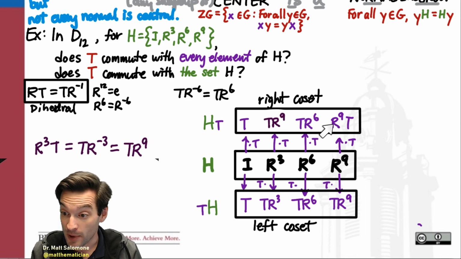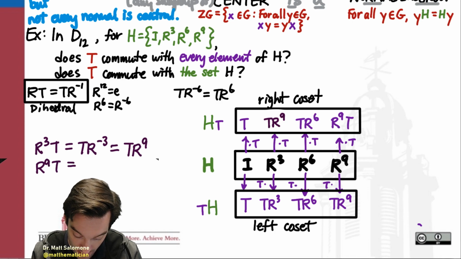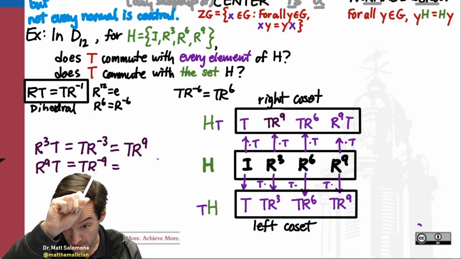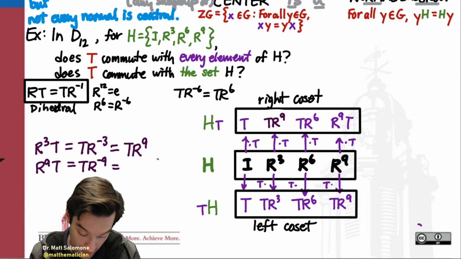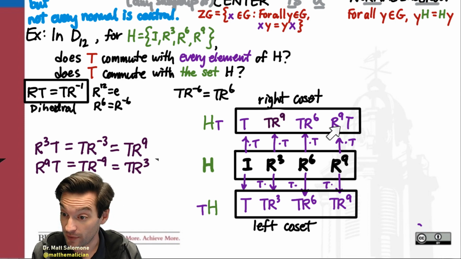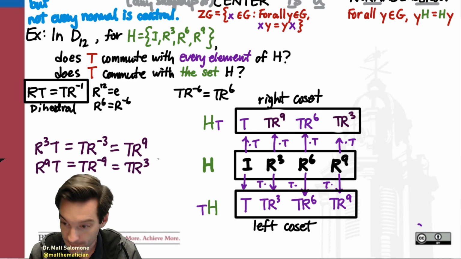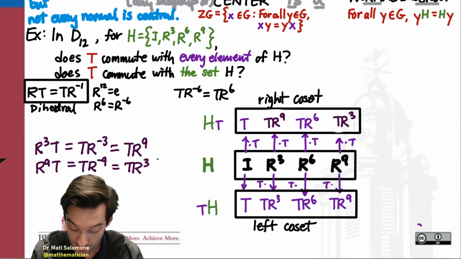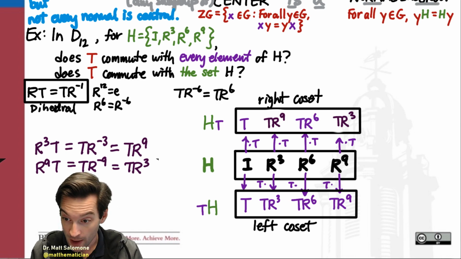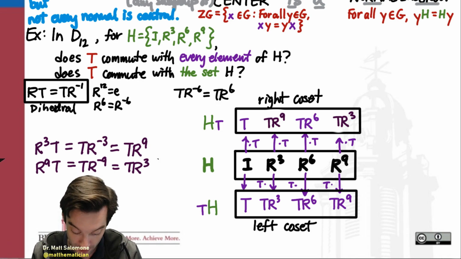And for the same reason, when I do r to the ninth times t, and I leapfrog that t past all 9 powers of that r, it makes all 9 of those r's negative powers, inverses. And then this minus 9 right here is congruent to a positive 3 mod 12, so we find out that this element of the right coset is really t r to the power 3. So now I've done all of the dihedral group simplification that is fit to do here. I'm looking at every one of these elements with the t's coming first and the r's coming second, so we have a level playing field to understand which elements are really equal to which other elements in these cosets.